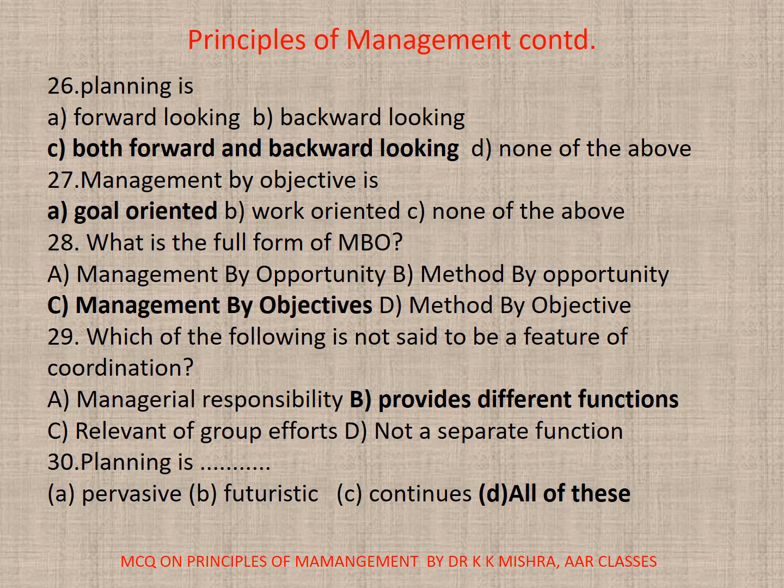28. What is the full form of MBO? That is, correct option is C. Management by objectives. 29. Which of the following is not said to be a feature of coordination? So, correct option is B. Provides different functions. 30. Planning is pervasive, futuristic, and continuous. D. All of the above. So, correct option is D.